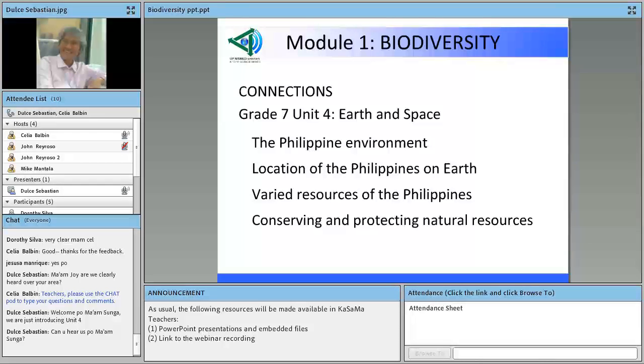Grade 7 unit 4, Earth and Space, dealt with the question: is there a connection between the location of the country, the Philippines, and its natural resources? As we all know, biodiversity refers to the variety of species present or found in ecosystems. So this would refer to species variety or species diversity, which we also refer to as our resources. Resources that we use for medicine, for food, etc.